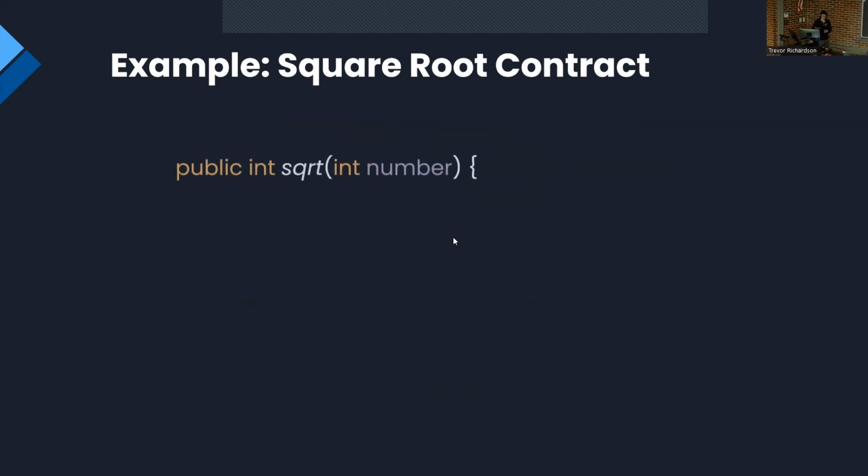So a quick example, just to give some concreteness to this. Square root function, right? The standard square root function takes an integer number, returns an integer. So general question, what might the contract of this be? We have two parts of the contract. One is the precondition and the other is the postcondition. So let's start with the precondition. What might the contract of this be?